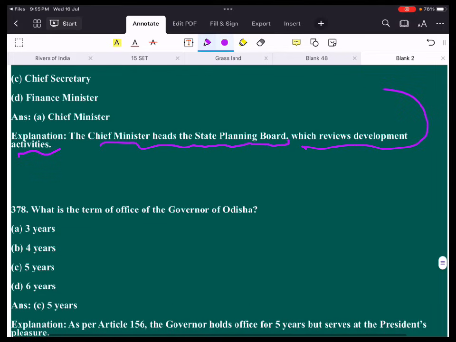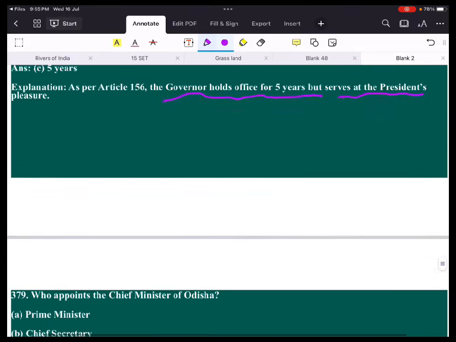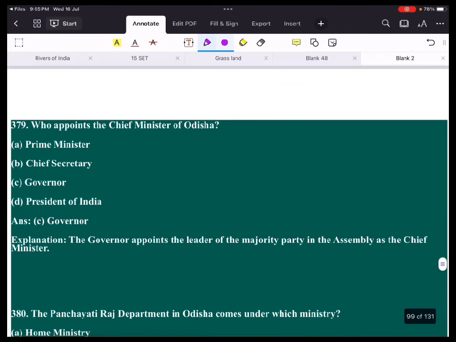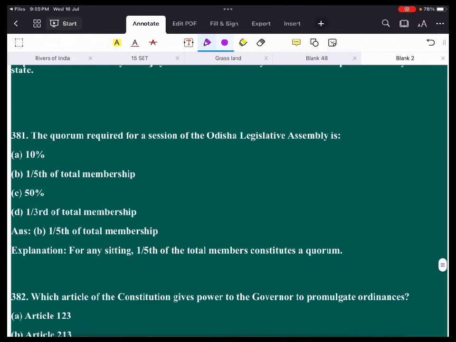What is the term of office of the Governor of Odisha? That is option C, 5 years. As per Article 156, the Governor holds office for 5 years but serves at the President's pleasure. Who appoints the Chief Minister of Odisha? Option C, Governor. The Panchayati Raj Department in Odisha comes under which ministry? That is the Rural Development Ministry, option B. The quorum required for a session of the Odisha Legislative Assembly is 1/5 of the total membership.